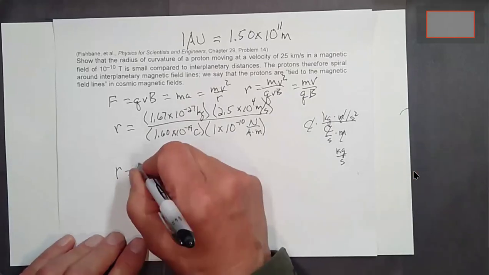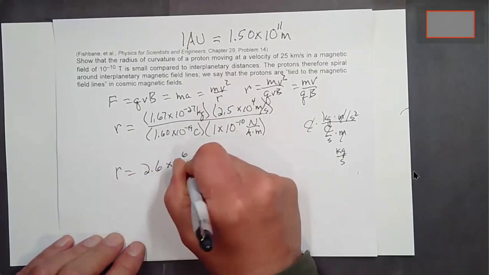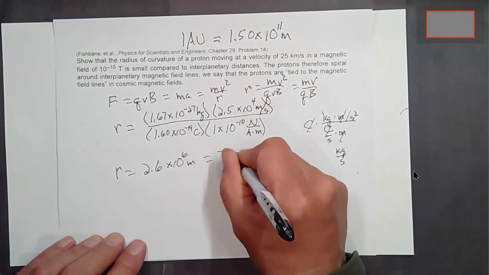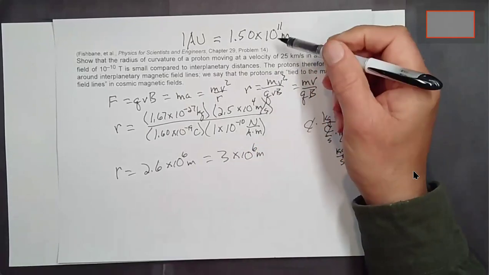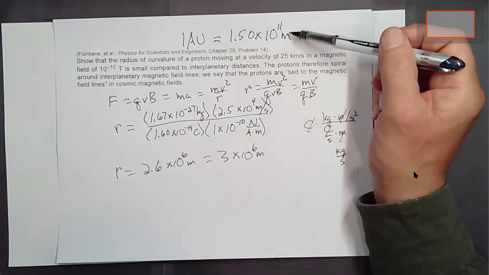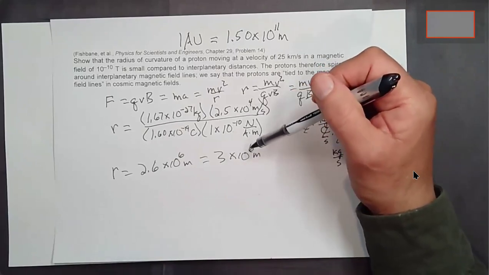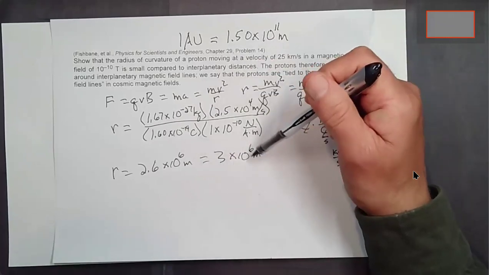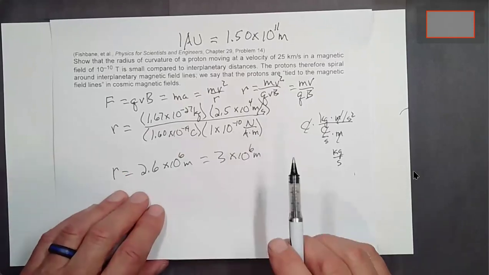Okay, and I get 2.6 times 10 to the 6th meters, except we've only got 1 sig fig pretty much. So 3 times 10 to the 6th meters. But that's way smaller than 1.5 times 10 to the 11th meters. And so pretty small. In fact, this is smaller than the radius of the Earth. So yeah, tied to magnetic field lines.